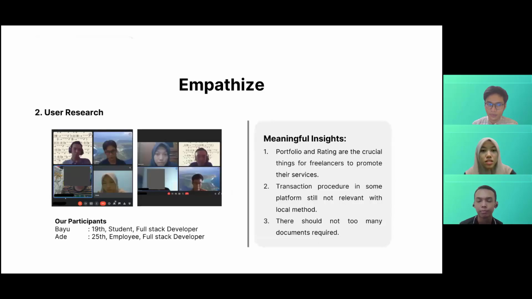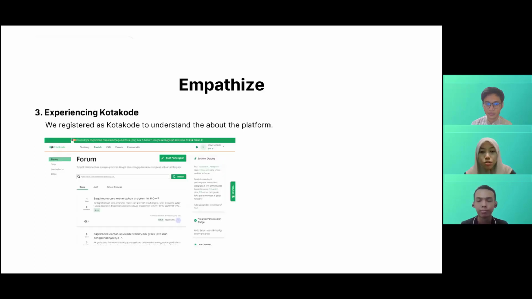Second, we started to jump into the user research. Here we listened to the freelancers to know about the problems, needs, and expectations when using a freelancing platform. And here is the meaningful insight that we got from the interview. Third, besides all of this research, we also tried to experience using Kotakode ourselves in order to know the pattern of the platform. And here are our findings.